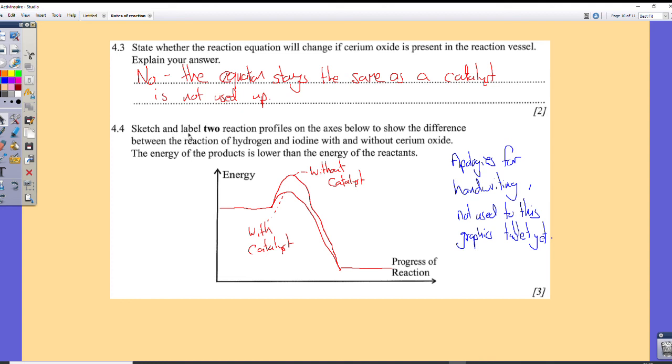Now, sketch and label 2 reaction profiles, one with a catalyst and one without a catalyst. So we know that we've got more energy in the reactants, it says so in the question, than we have in the product. So these are the 2 lines here. But then if we have a catalyst, we have a lower activation energy for our energy profile, excuse the diagram, but if we don't have a catalyst, we have a much higher activation energy.